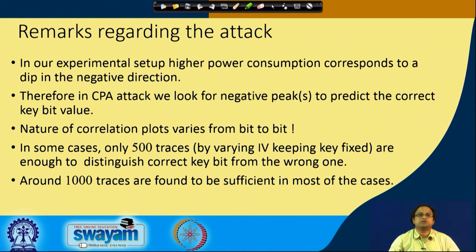The nature of the correlation plot varies from bit to bit. In some cases only 500 traces are good enough. In some cases we need more, and what we found is that around 1000 traces are sufficient to get the retrieval to be successful in all the possible bit positions.